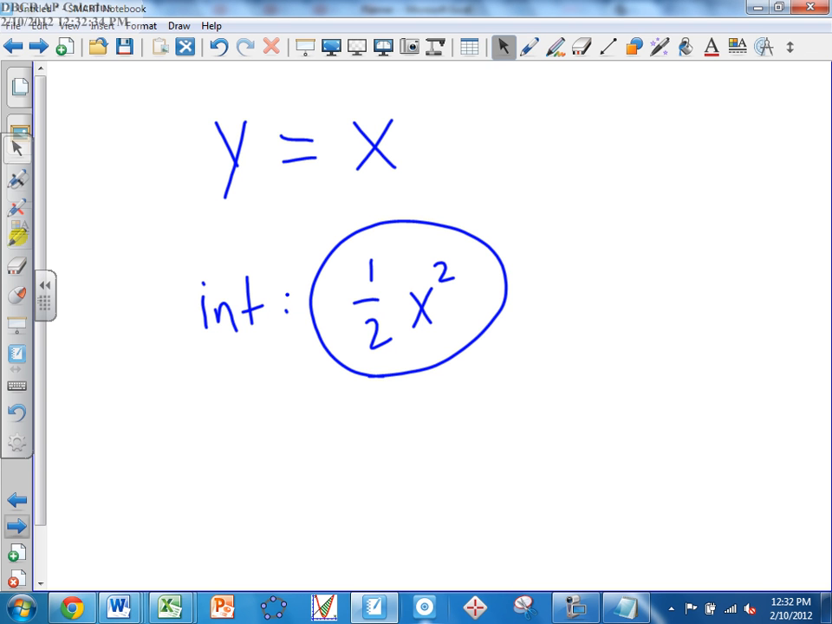Now, if you have a graph of this function up here, take the paper. What does y equals x look like? A line. What kind of a line? Diagonal. The slope is 1, right? This is a slope of 1, a y-intercept of 0. It's at a 45-degree angle.